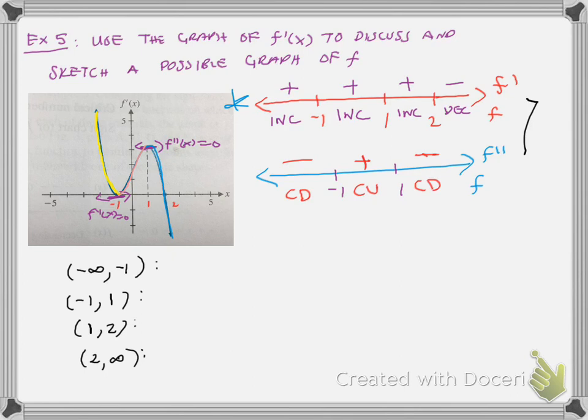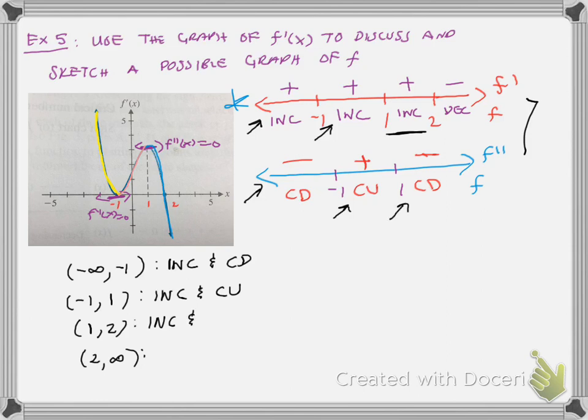From negative infinity to -1, looking at this first sign chart, I'm increasing. And in terms of concavity, I'm concave down. Okay. All right. From -1 to 1, I am increasing. And looking on here, from -1 to 1, I'm concave up. Okay. Stay with me here. From 1 to 2, I'm increasing.